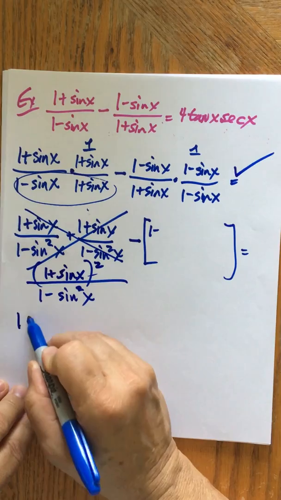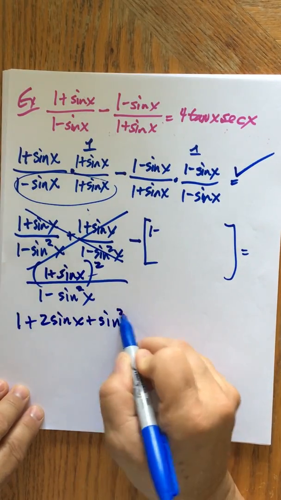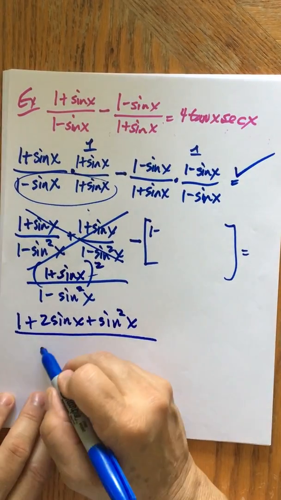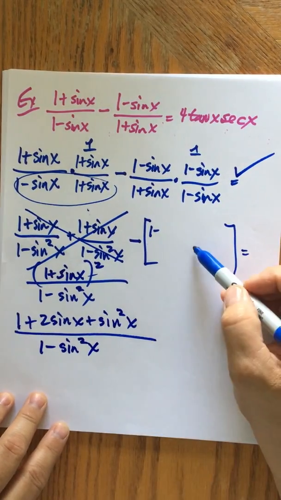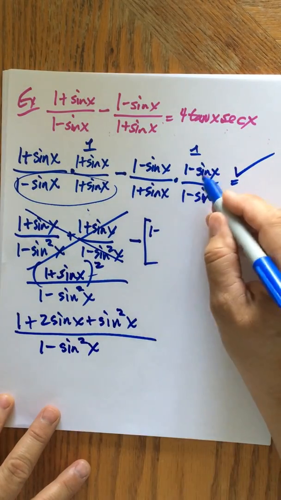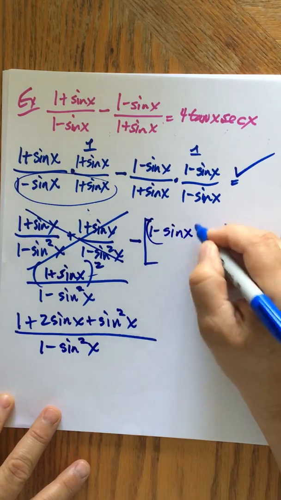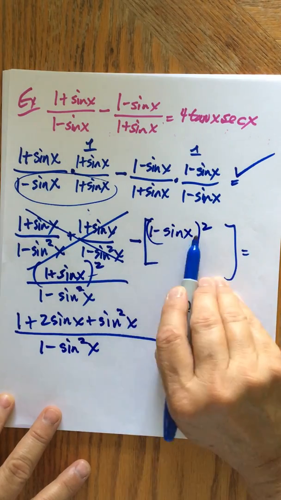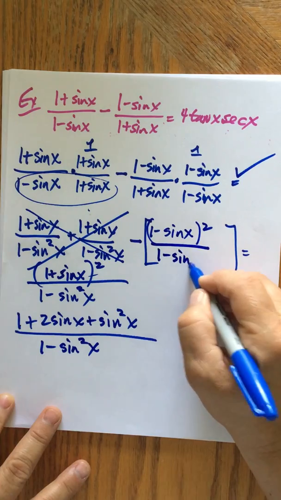I would get 1 plus 2 sine x plus sine squared x. So I'm just showing you how messy this can get. It gets messy even for me, and I've got good dendrites. All right, so that's this part. And over here, I would get 1 minus sine squared x. So 1 minus sine x times 1 minus sine x is the quantity 1 minus sine x squared, all over this 1 minus sine squared x.